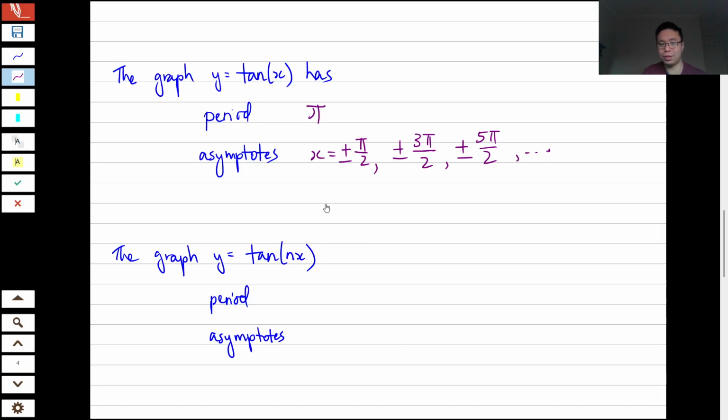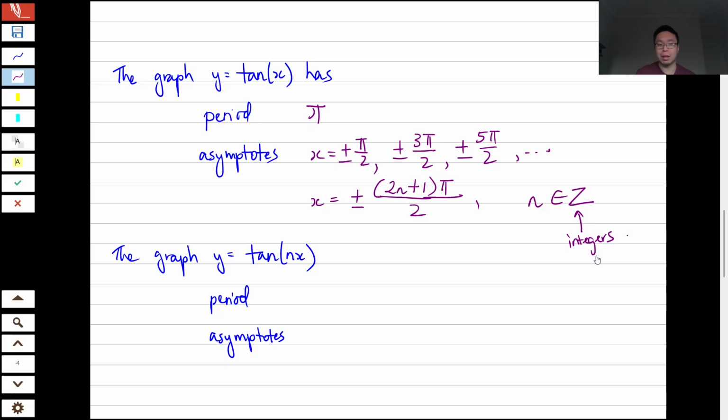Now, some books, I think including our textbook, like to wrap up all of these asymptotes using a parameter. It's all the odd numbers divided by 2. So what we can do is use the number 2n plus 1 pi divided by 2. 2n will give me all the even integers, and 2n plus 1 will give me all the odd integers. So just remember, Z means the integers.